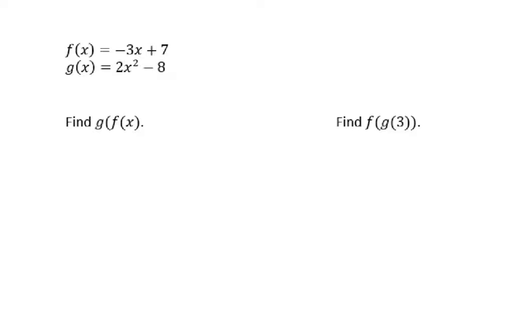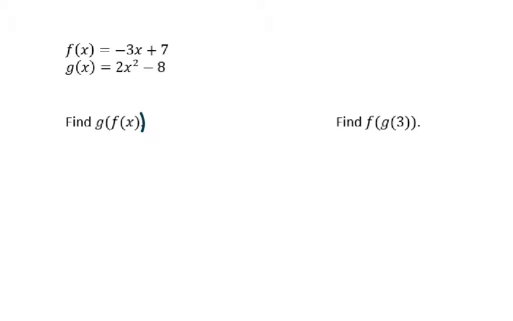We have two functions here. We have f of x equals negative 3x plus 7, and g of x equals 2x squared minus 8. And we are going to compose these functions. So let's look at this example here on the left first. We would read this as g of f of x.